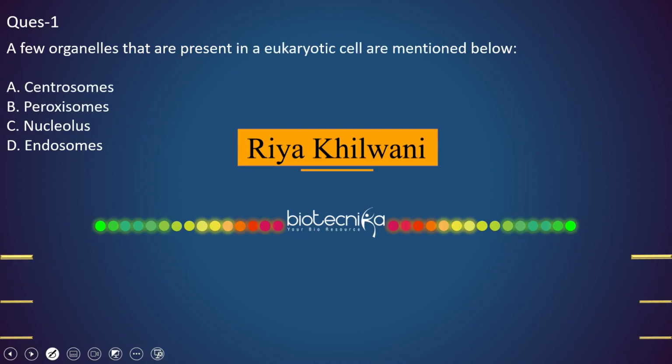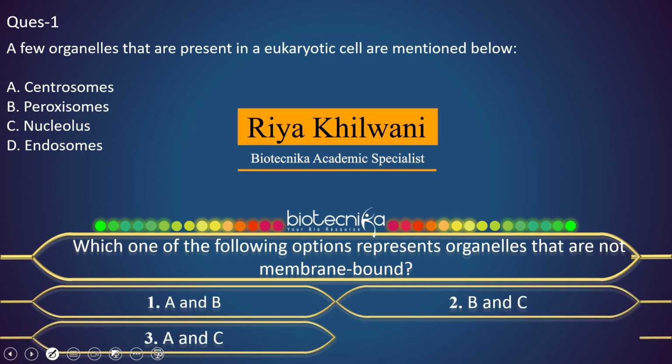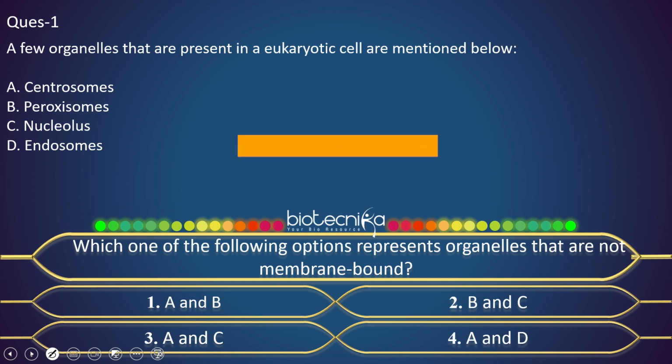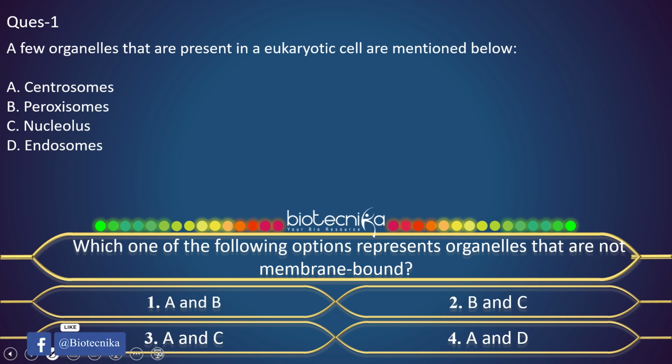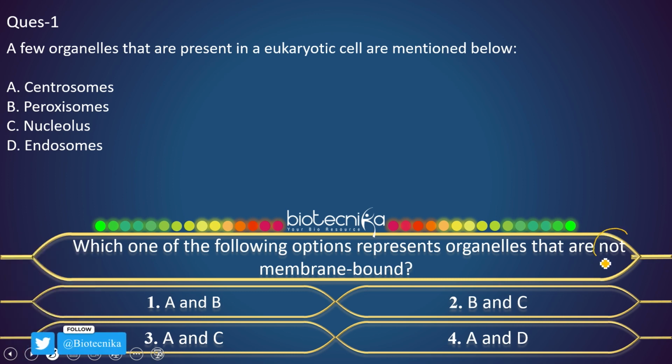A few organelles that are present in a eukaryotic cell are mentioned below. The first is centrosome, second peroxisome, third is nucleolus, and fourth is endosome. Here they are asking which one of the following options represents organelles that are not membrane bound. So here you have to select organelles that are not membranous in structure.